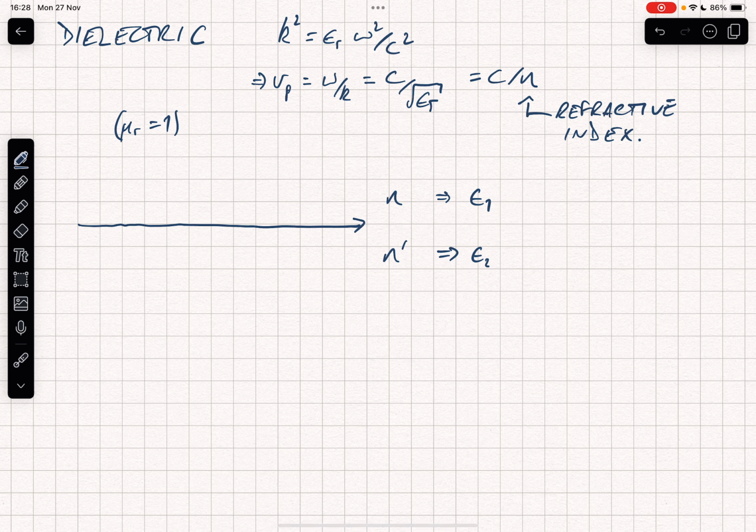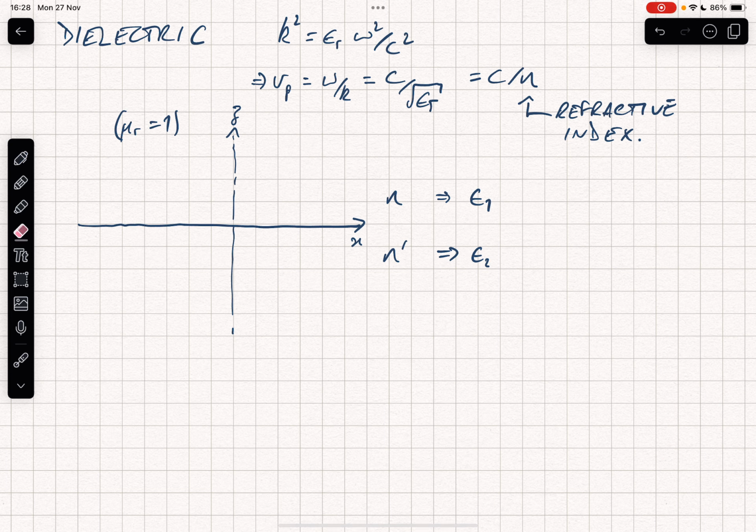I'm going to make the interface lie along the x-axis. Of course, it's a plane, so it's lying in the xy plane. We can define a normal to the interface, and I'm going to say that that's along the z-axis. This identification of directions is not removing any generality at all. And we're going to assume that we've got an incoming wave.